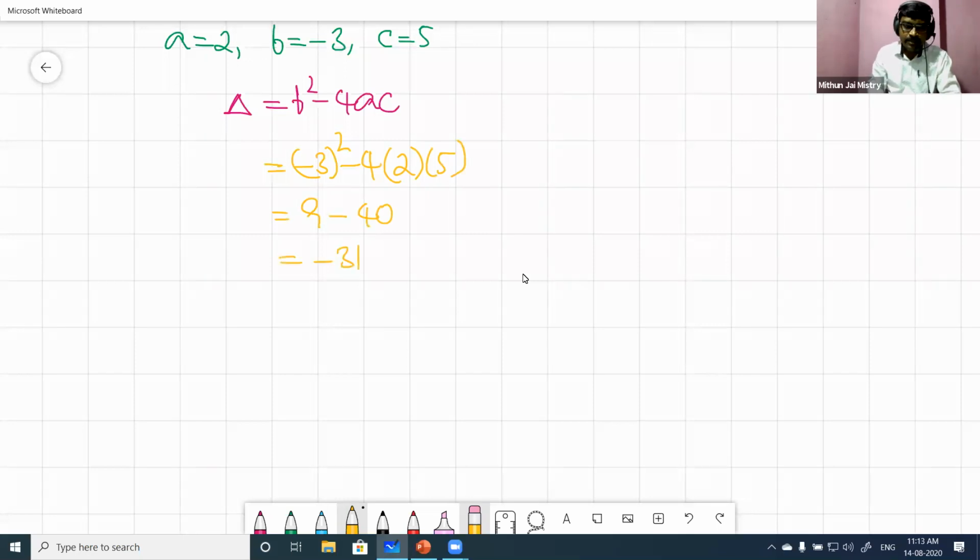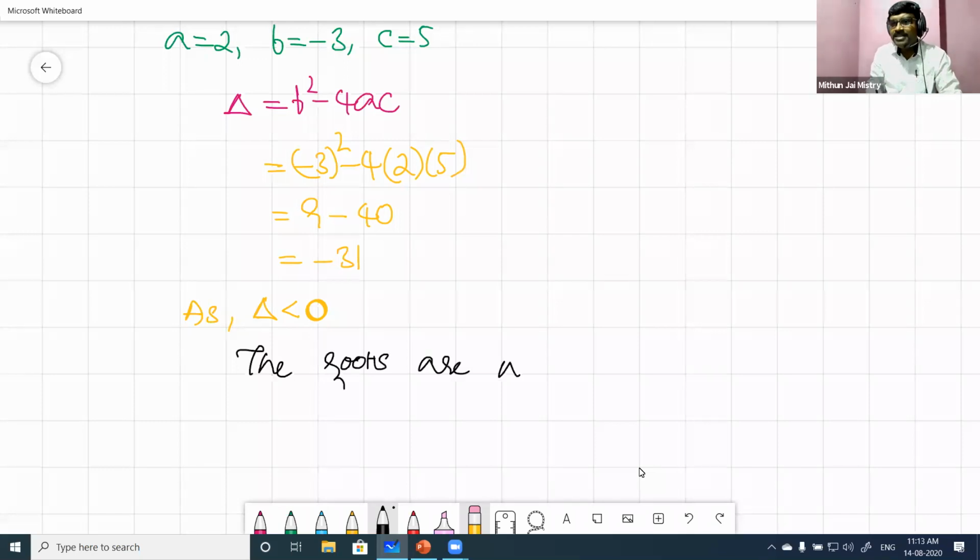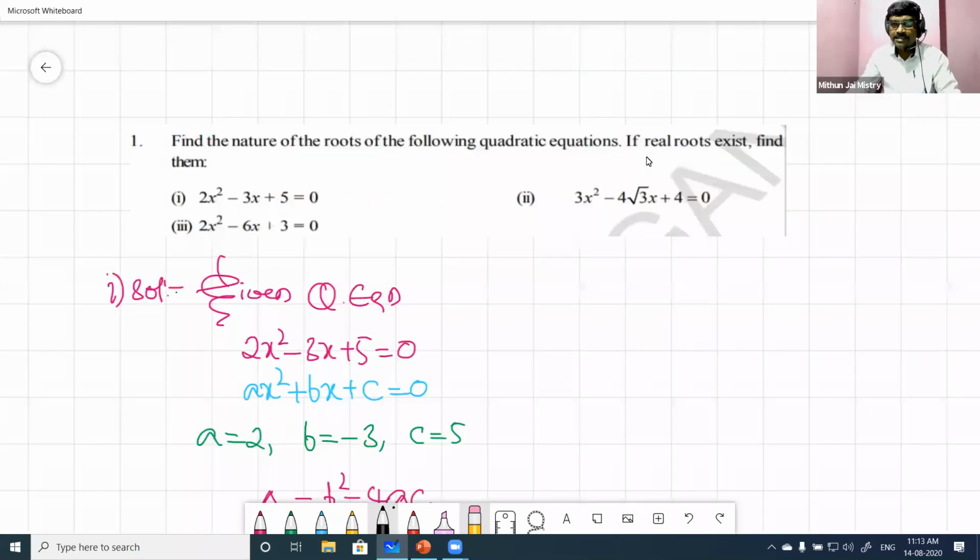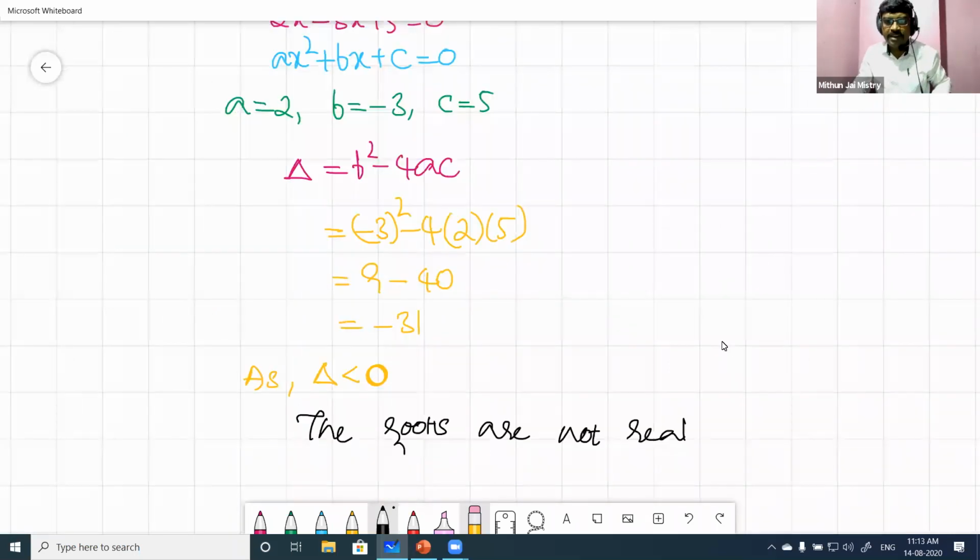Am I correct? Yeah. So here, as delta is less than 0. Why, sir, less than 0? You got a negative number, right? So when you get a negative number, definitely it's less than 0. Delta is less than 0. As delta is less than 0, the roots are not real. Not real means what? Imaginary. So if the roots are not real, then you need not do hard work. Who said? It is said here that if real roots exist, then only find them. Here real roots are not there, so no need to find the roots, right?